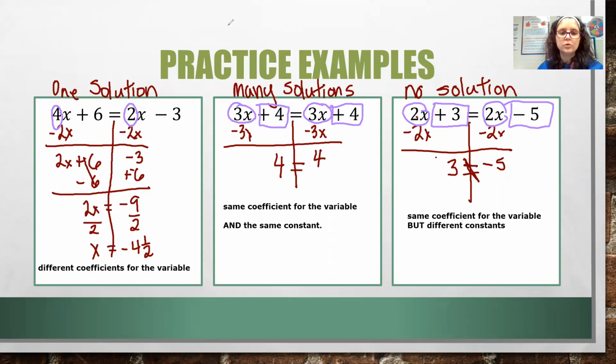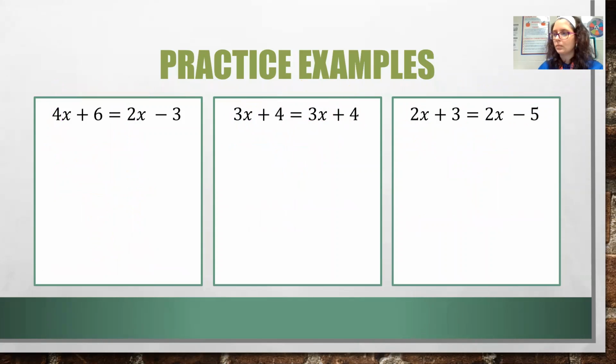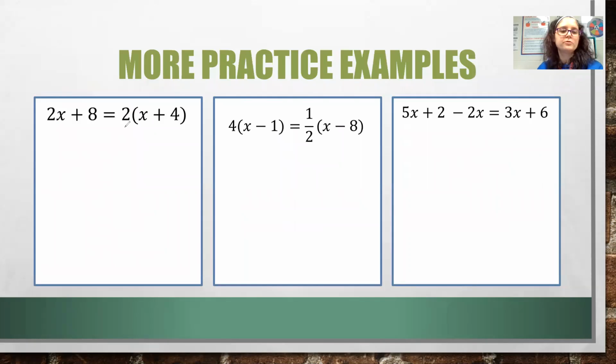Okay, so let's look at a few more examples. Before we can do anything, we have to deal with the distributive property in this first example. 2x plus 8 equals 2 parentheses x plus 4. So we distribute first, and we're left with 2x plus 8 on one side of the equal sign. And we have 2x, and 2 times 4 is 8, okay? I have the same coefficient with the variable, same constant, so this is many solutions.